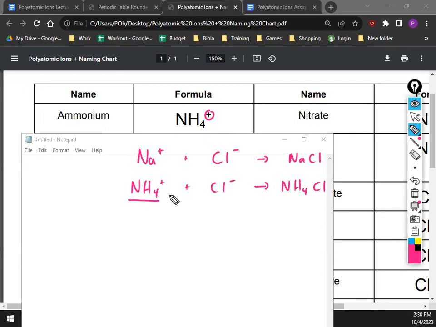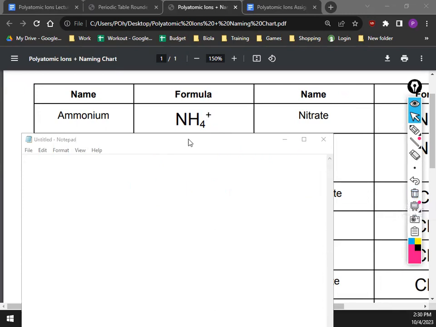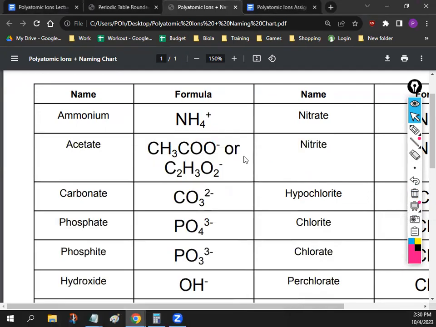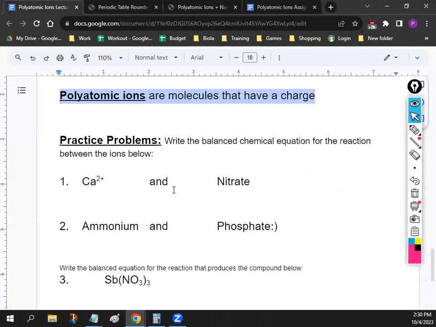All right, so that might be a little bit confusing, so we'll do a couple practice problems before I have you start the assignment. But for today, we'll be using this table a lot, so just make sure you have it handy, okay?